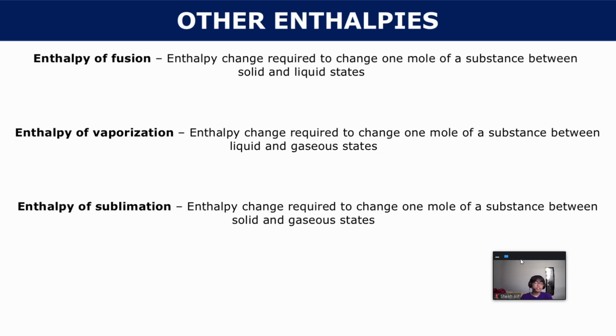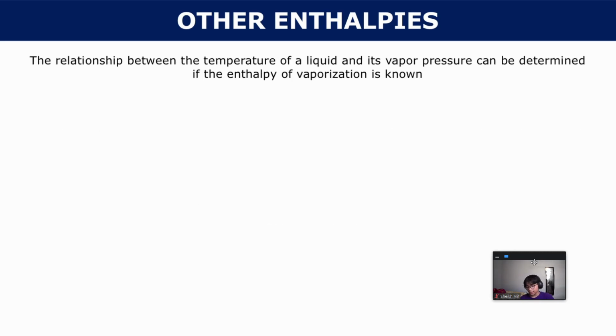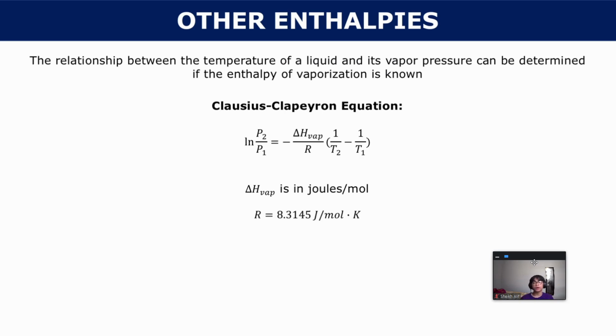Now, enthalpy of vaporization actually has some uses. The relationship between the temperature of a liquid and its vapor pressure can be determined if the enthalpy of vaporization is known. You can do this using something called the Clausius-Clapeyron equation, where the natural log of the second vapor pressure over the first vapor pressure is equal to the negative change in enthalpy of vaporization over R times, yeah, you get the rest. T stands for temperature, obviously, and the R constant in this case would be 8.3145.